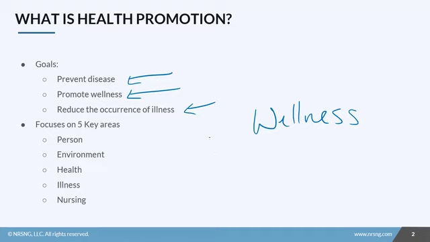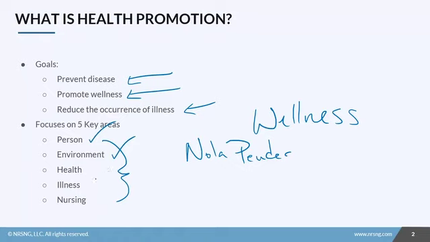There are several different models out there that are called health promotion models, but the gold standard is one by Dr. Nola Pender. She was one of the pioneers in health promotion models. And she organized this by focusing on these 5 key principles. And they are person, environment, health, illness, and nursing.